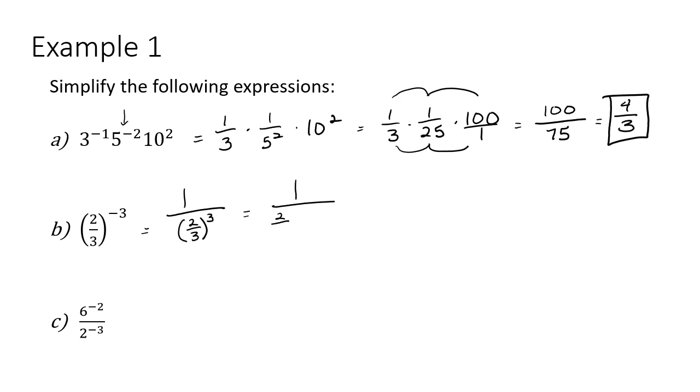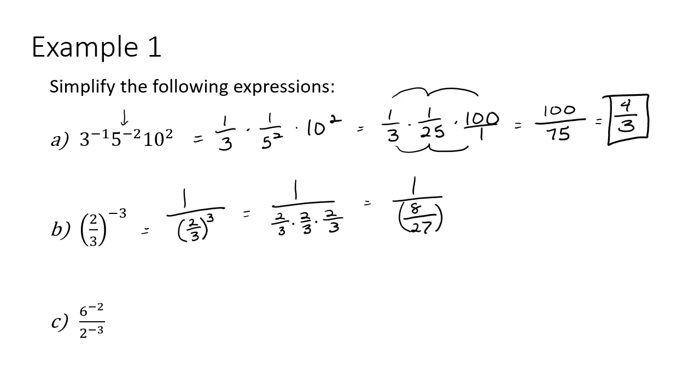Anything cubed is just multiplied by itself 3 times essentially. So we've got 2/3 times 2/3 times 2/3. And so again, just like before, to multiply fractions, multiply numerators and denominators. 2 times 2 times 2 would be 8. 3 times 3 times 3 would be 9 times 3, or 27.